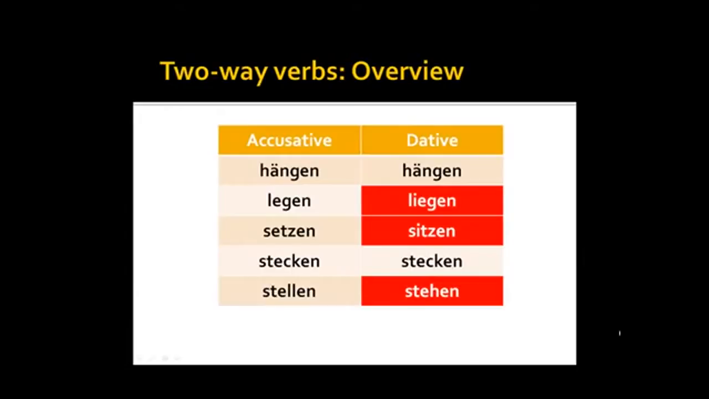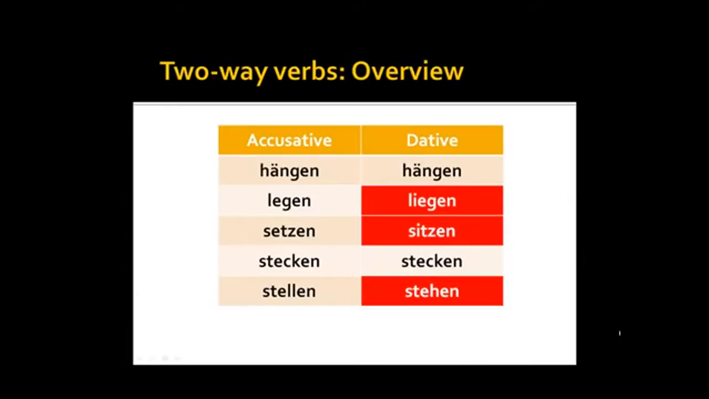Now, you look on the dative column, and some of them remain the same. Hängen remains the same, and stecken also remains the same. However, we see that legen, setzen, and stellen change in the dative. So something you don't lay, it lies. You don't set it, it sits. You don't place it, it stands. So liegen, sitzen, and stehen are the dative forms of the accusative two-way verbs. So they're sort of like partners.